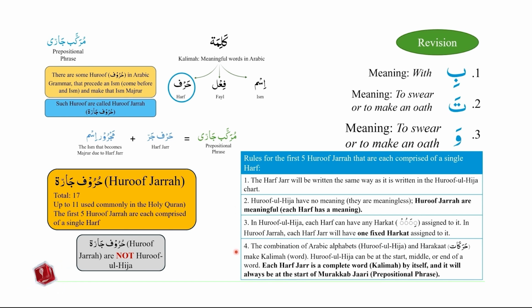Finally, the combination of Arabic alphabets, that is huroof-ul-hija and harakat, make kalima or word. Huroof-ul-hija can be either at the start, middle, or end of a word. Each harf-e-jar is a complete word or kalima by itself. So this is a complete kalima, this is a complete kalima, and this is a complete kalima. And each harf-e-jar will have its own meaning, and it will always be found at the start of the murakkab-e-jari.